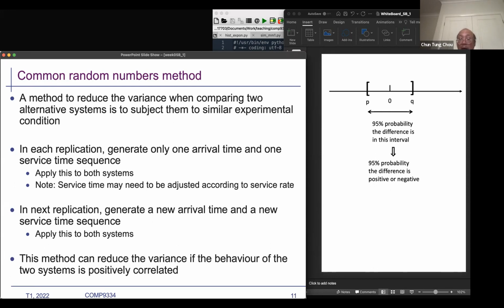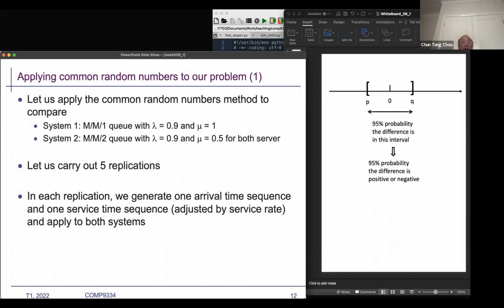Especially in the case that these two systems are positively correlated, that means if you increase the arrival rate or increase the service time for one system, you will have the same type of trend for the other system. That's what it means by positively correlated. If that's the case, then you will be able to use this common random numbers method to reduce the variance. Now, let's apply this common random numbers method to our problem.